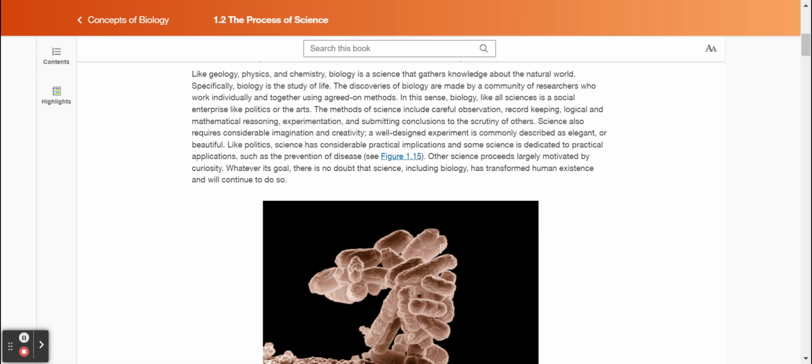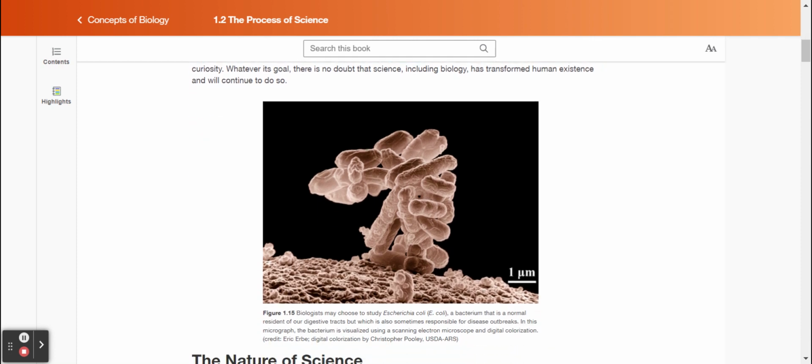The methods of science include careful observation, record-keeping, logical and mathematical reasoning, experimentation, and submitting conclusions to the scrutiny of others. Science also requires considerable imagination and creativity. A well-designed experiment is commonly described as elegant or beautiful. Like politics, science has considerable practical implications, and some science is dedicated to practical applications, such as the prevention of disease. Other science proceeds largely motivated by curiosity. Whatever its goal, there is no doubt that science, including biology, has transformed human existence and will continue to do so.